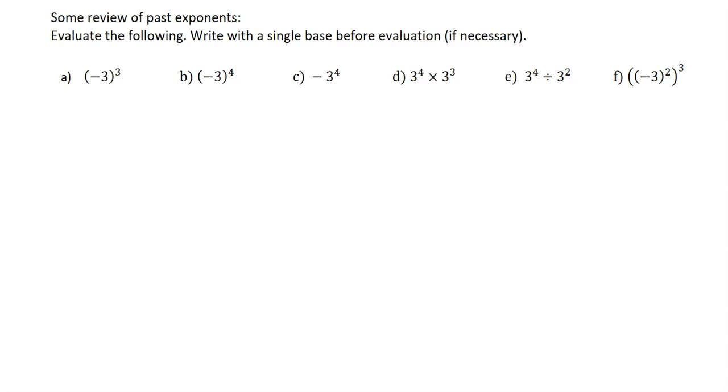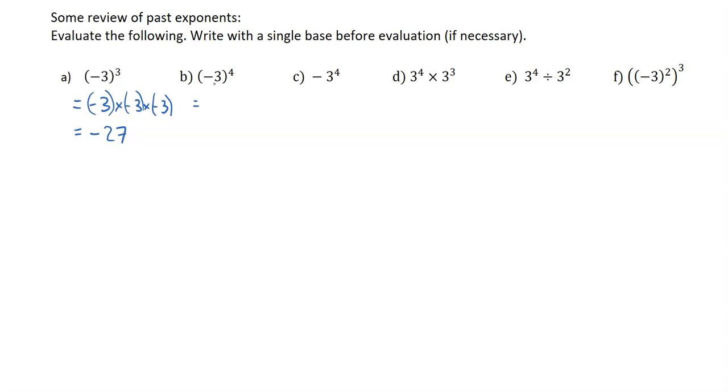Evaluate the following. Write with a single base before evaluation if necessary. So this first one, negative 3 to the power of 3. Just to review, if we write this in expanded form, it's negative 3 times negative 3 times negative 3, and you can put those in brackets, but the point is that it's negative all 3 times. If you have an odd number of negatives, then negative times negative makes it positive, and then times another negative makes it negative again. And 3 times 3 times 3 makes 27. So the first one's negative 27.